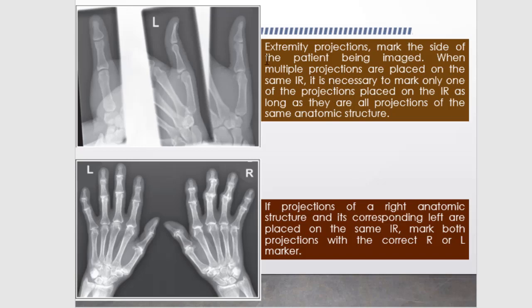Okay, next one, extremities projection: mark the side of the patient being imaged. For example, if his left side is the region of interest here, make sure you mark the left. If all three examinations, or two, or multiple examinations are done for the same side, it is enough to label only one projection. If you want to label all three also okay, but one is more than enough. But if a different side is being imaged in one film, it is better to place both labels.